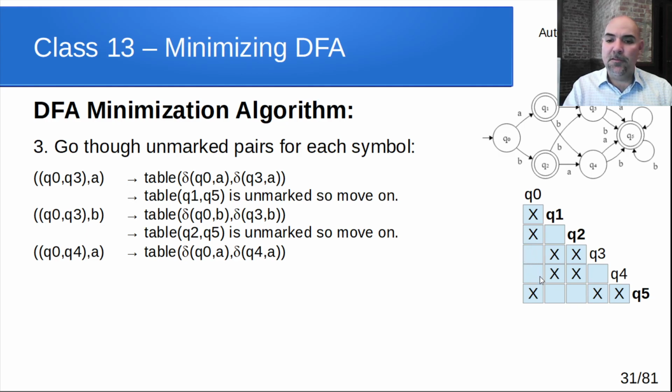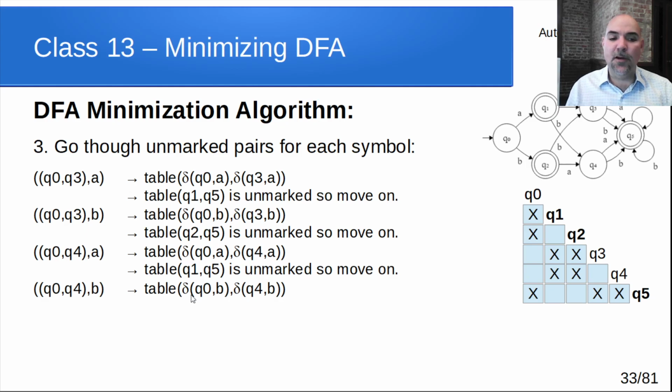We now move on to 0, 4. So we're on the one right below it right there. So 0 on an A, 4 on an A. So 0 on an A goes to 1. 4 on an A goes to 5. So we have 1, 5. 1, 5 is not marked in the table. So we move on without adding anything to the table.